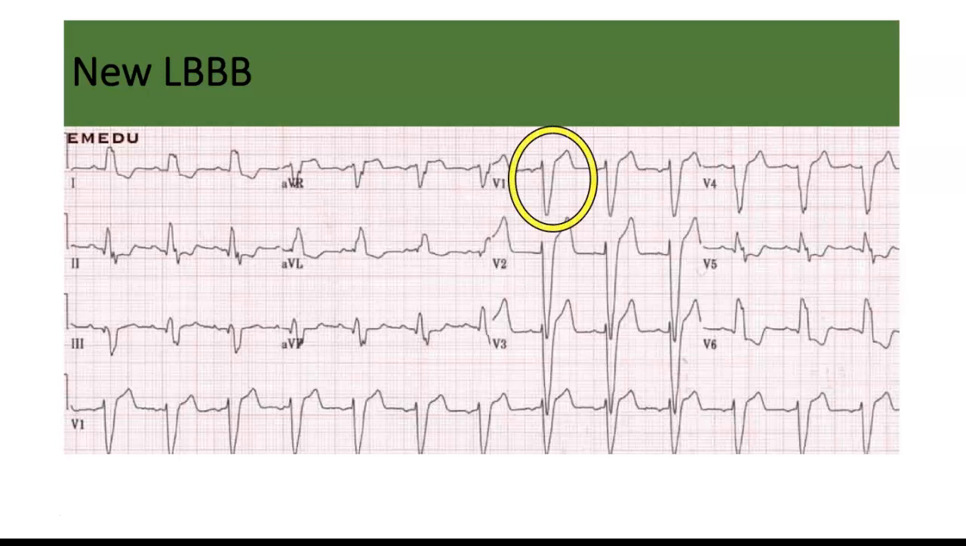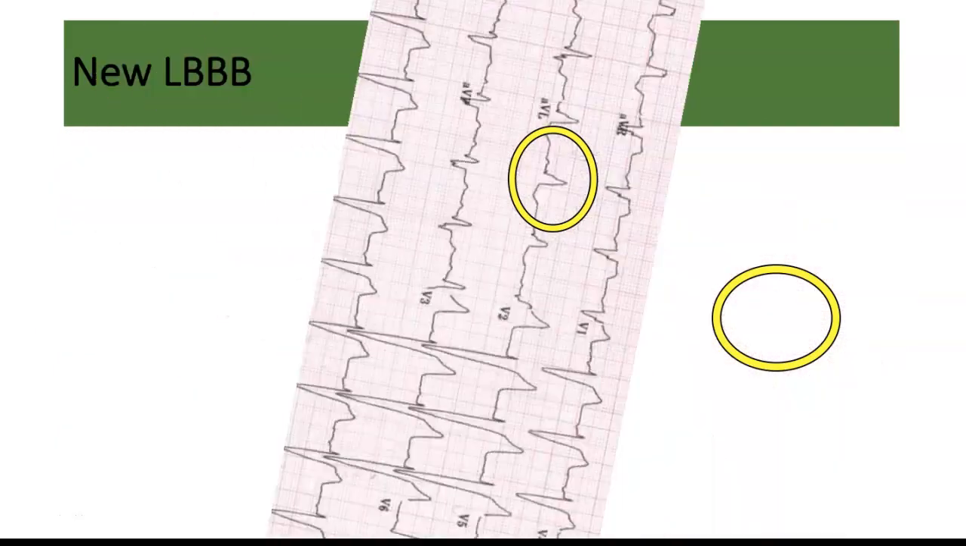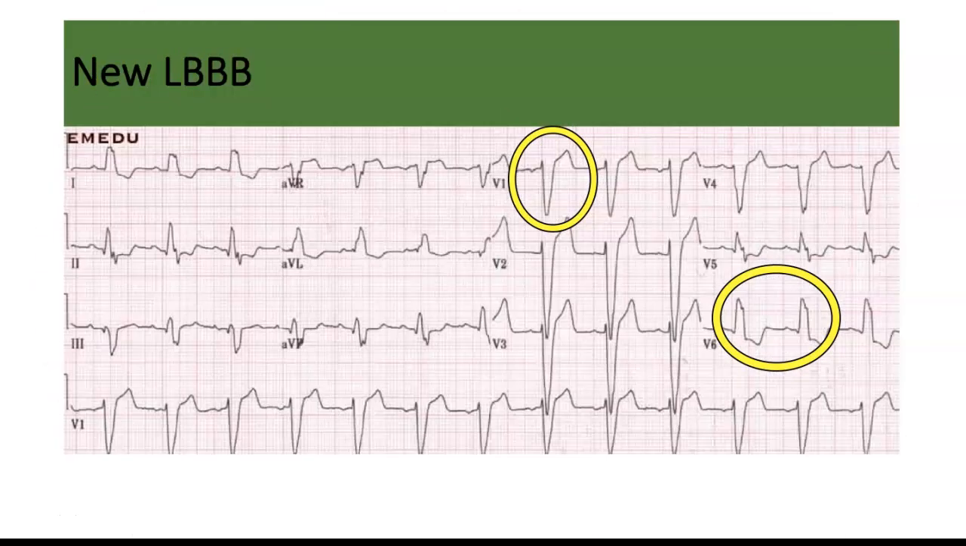So look in V1, you can see a wide QRS, basically a wide complex there. And if you look in V6, you see the notched R prime. If you turn the EKG 90 degrees to the right, and you look at V1 through V3, they're facing to the left, so you've got yourself a left bundle branch block.